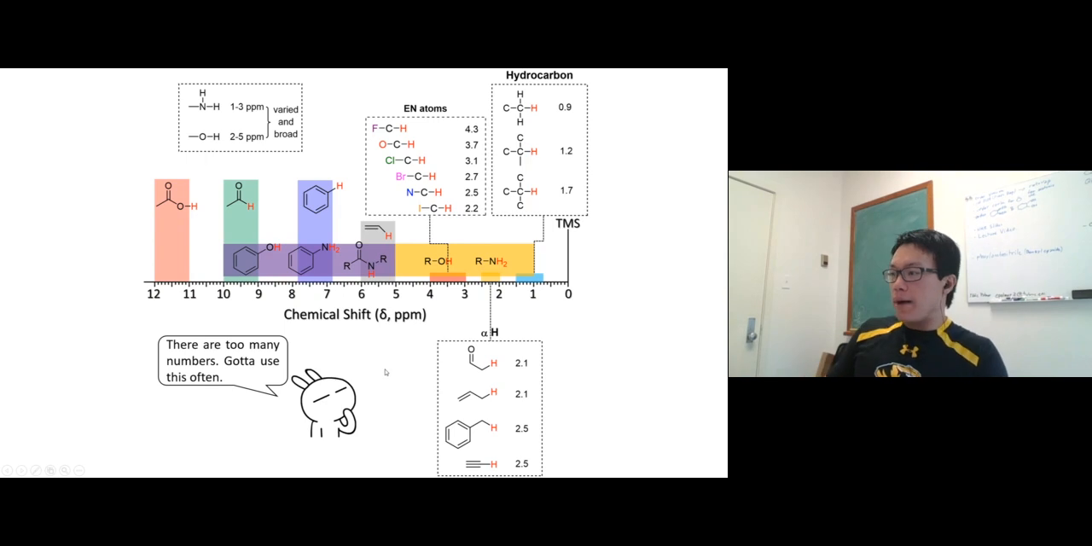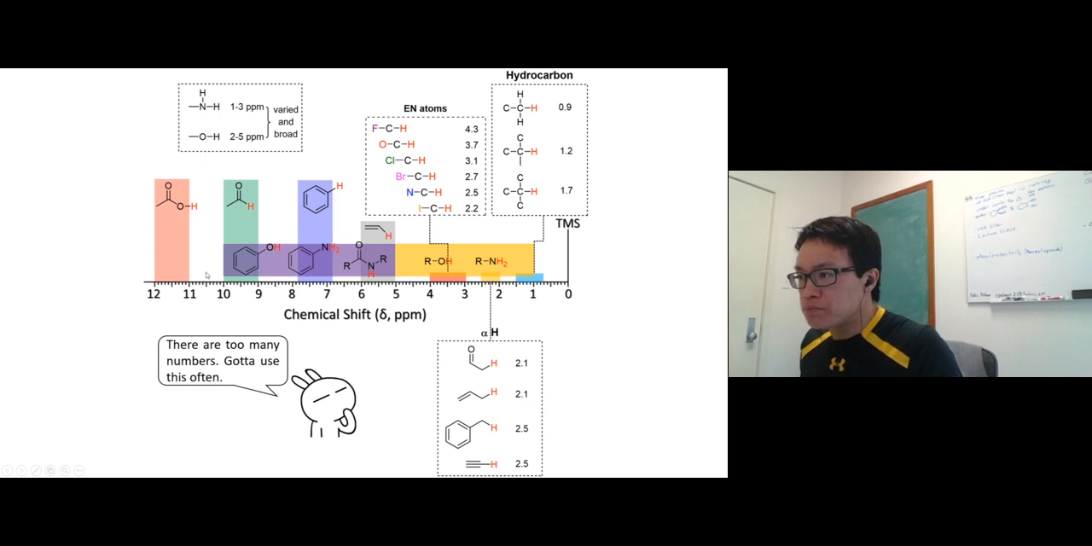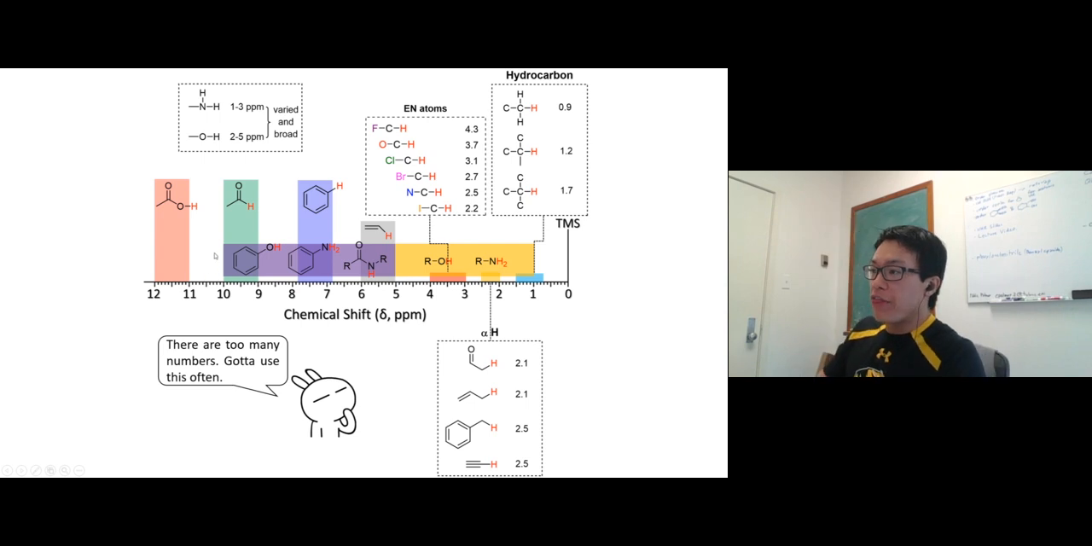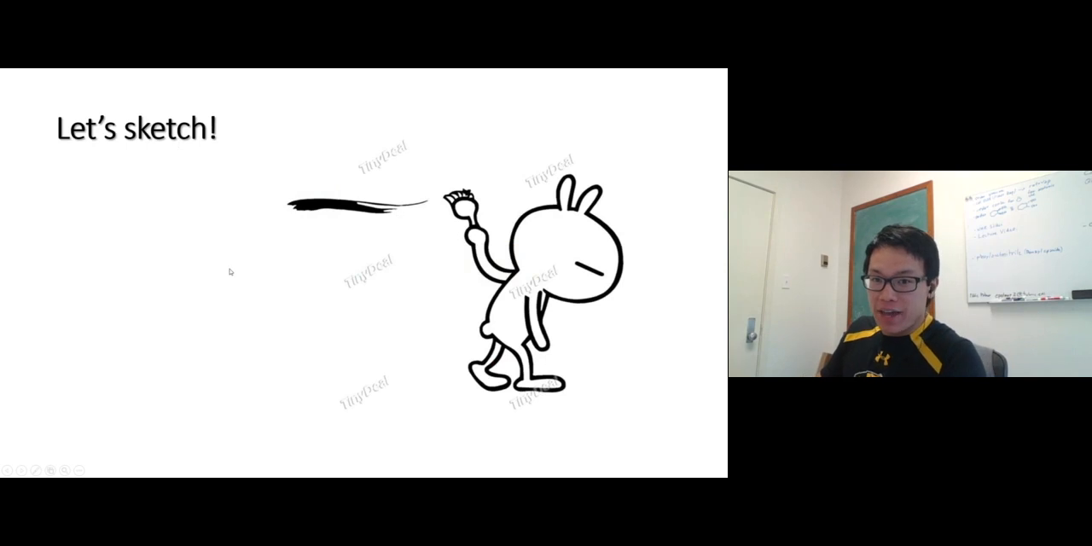All right, so we have the whole chemical shift of proton NMR. Do not memorize any of this. You just have to use it often. The only number I asked you to memorize is 3.7 for oxygen. I'm going to help you become familiar with these numbers by doing sketches. We're going to sketch together. All right, let's look at it in the next video.